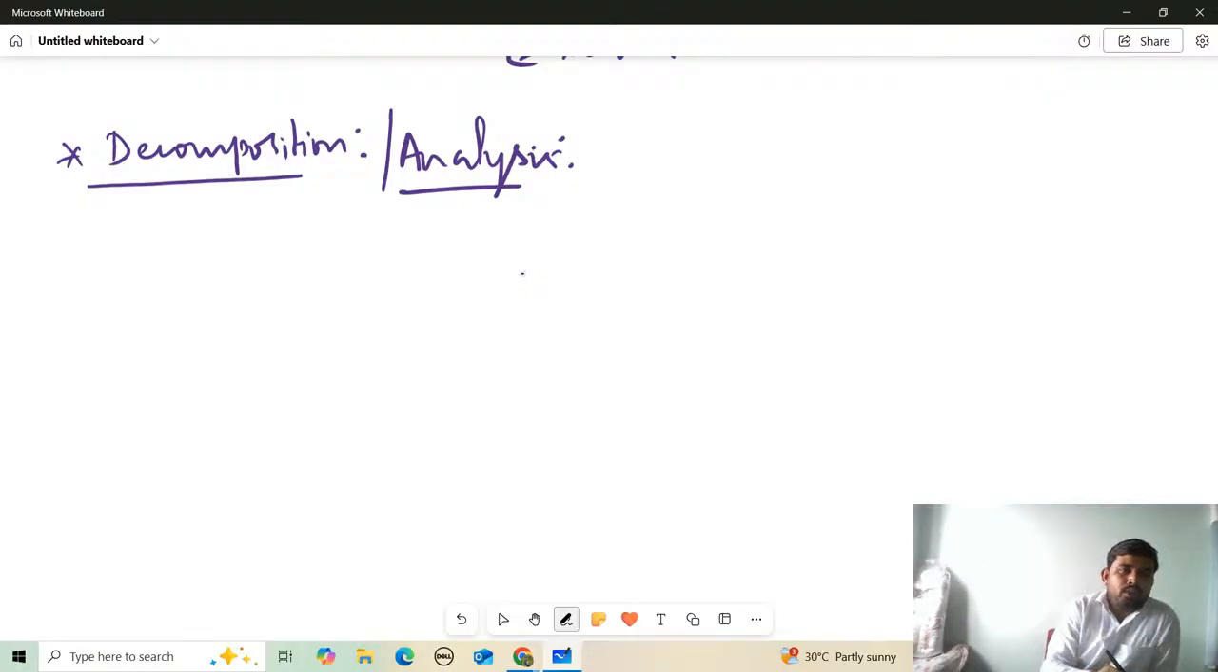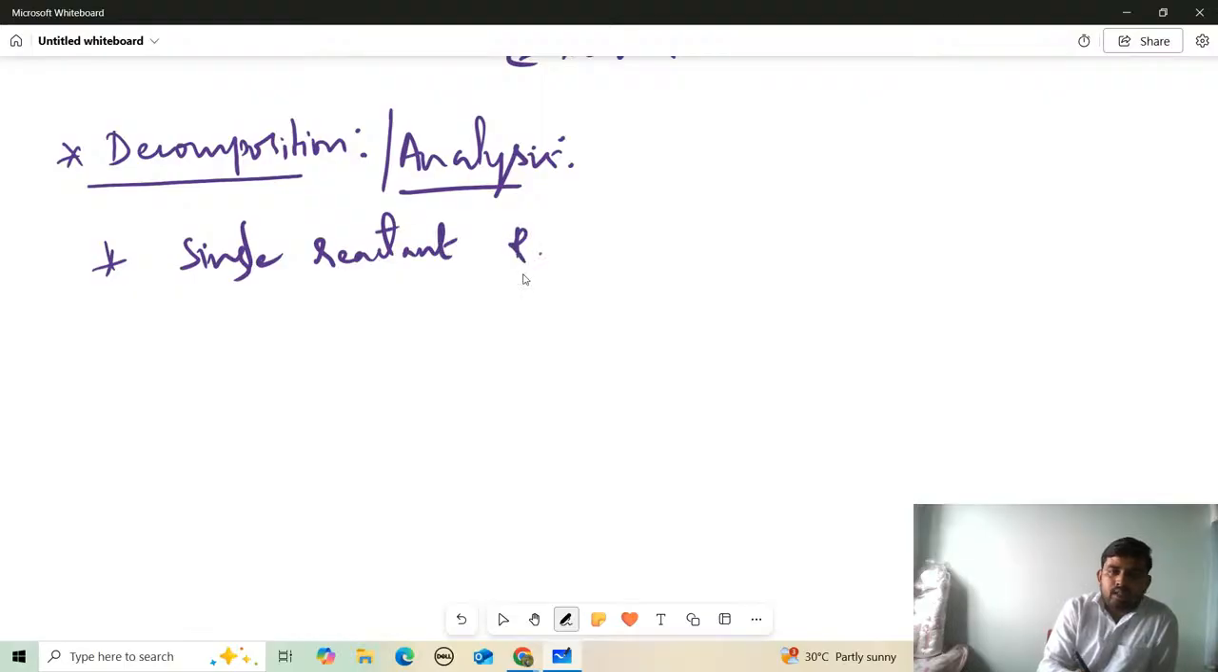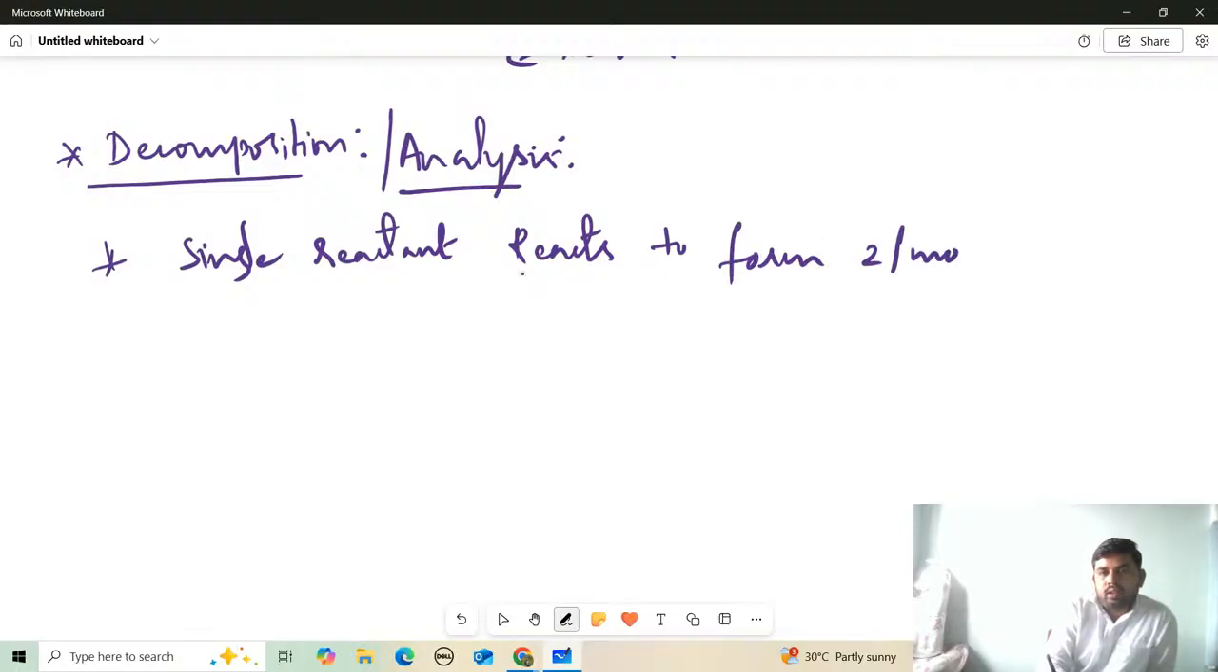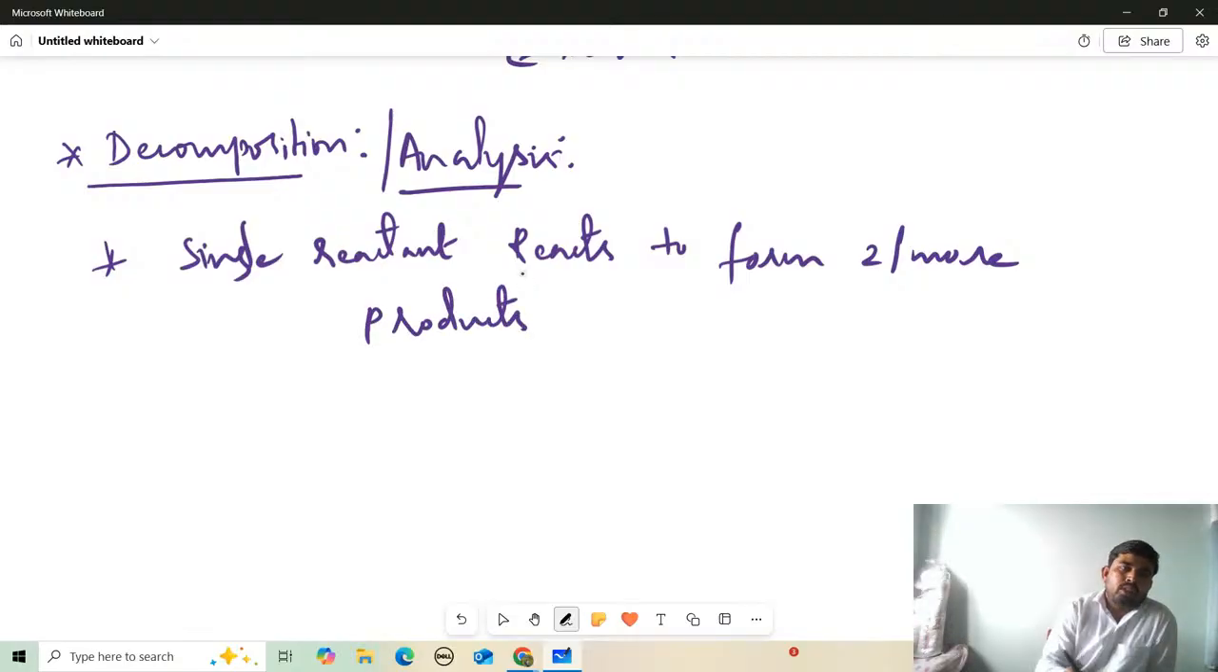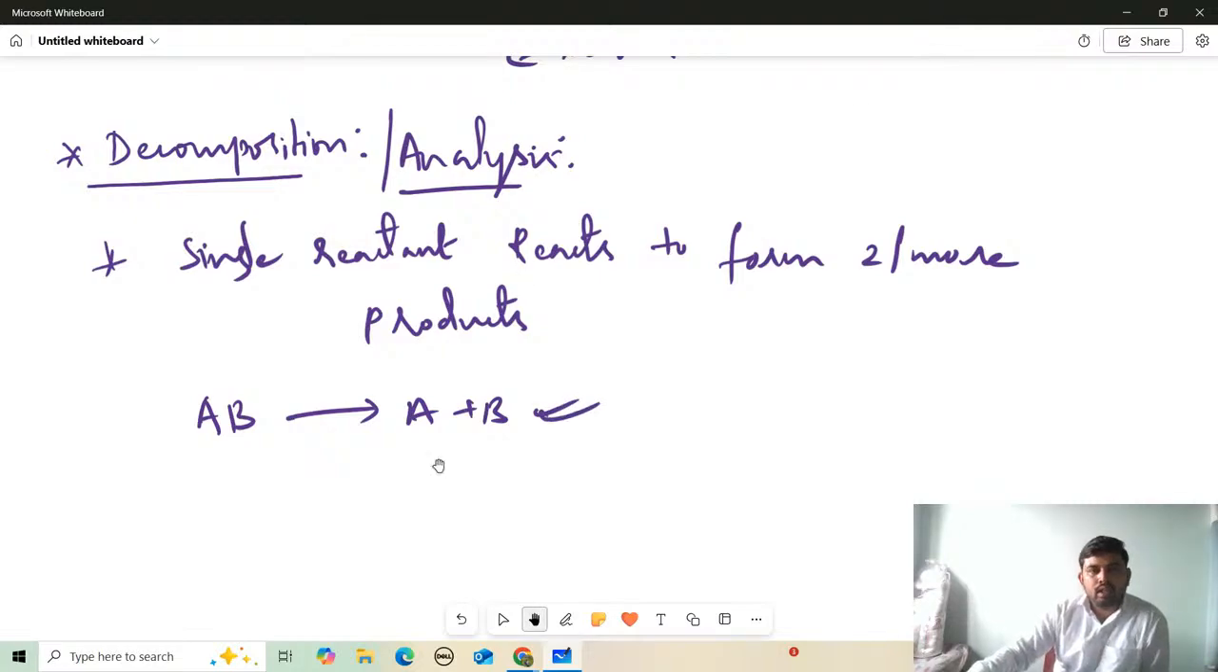So now, in this there will be a single reactant. We write single reactant reacts to form two or more products. Two or more products is called a decomposition reaction. Example: we have AB forms A plus B. This kind of reaction is called a decomposition reaction.